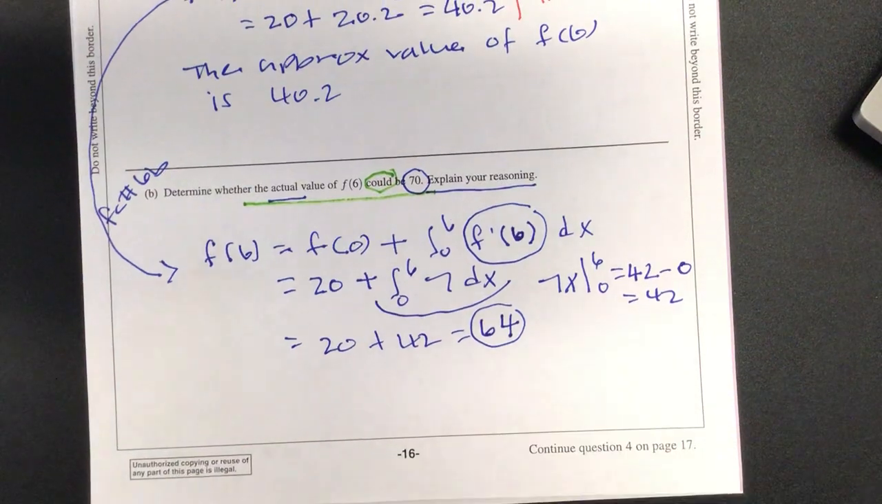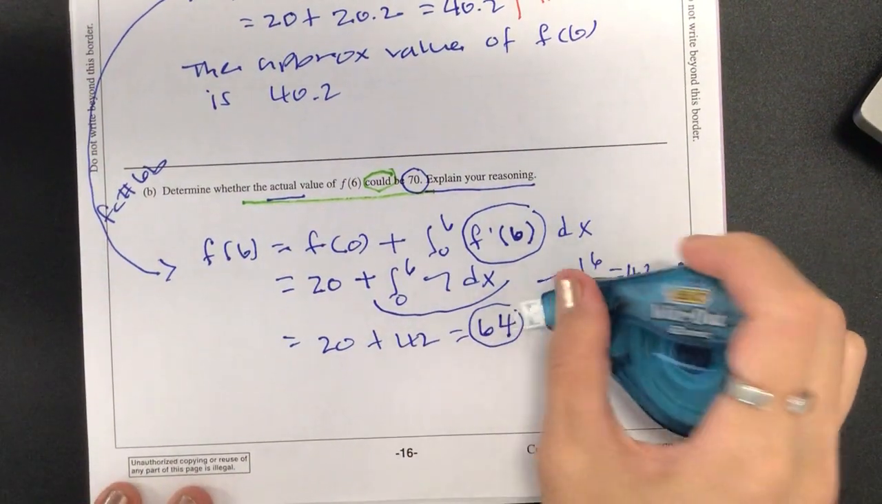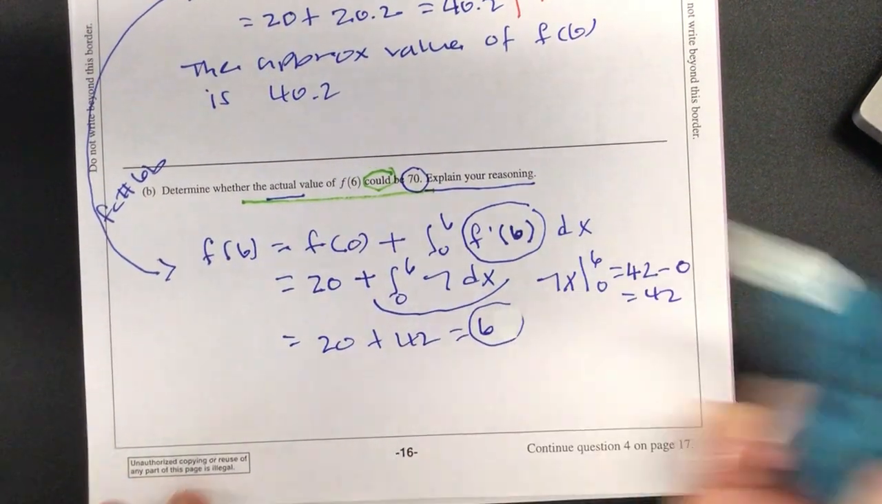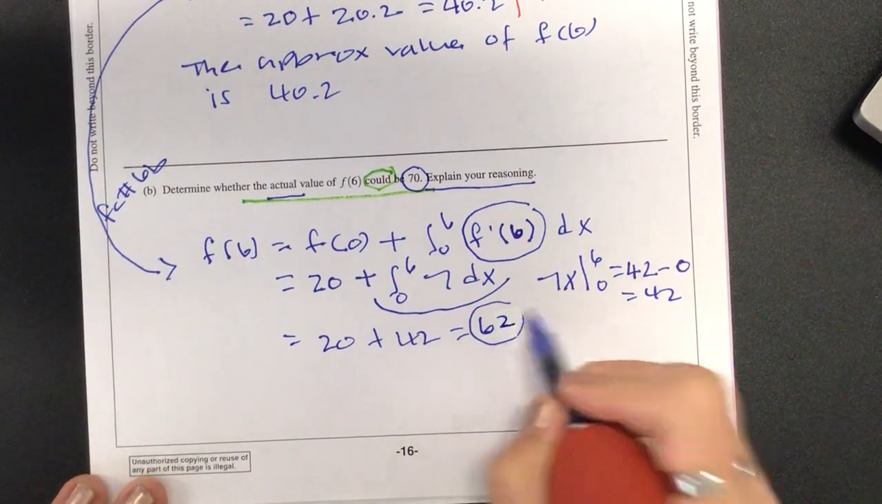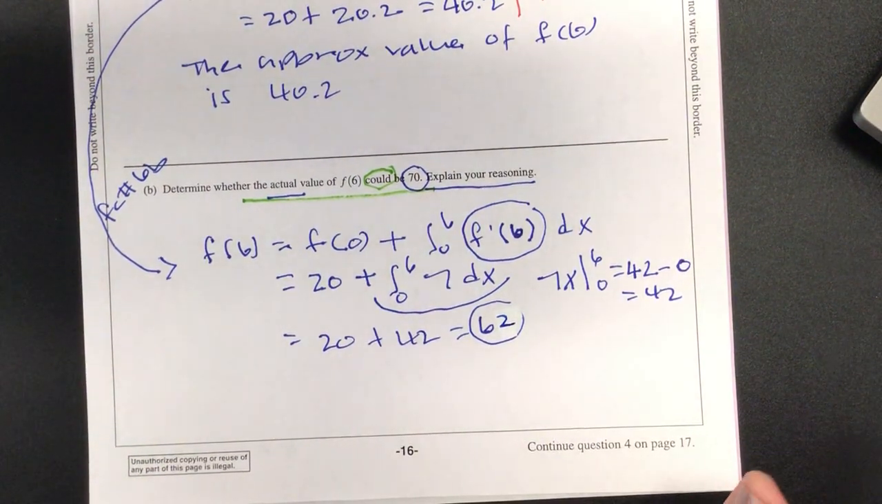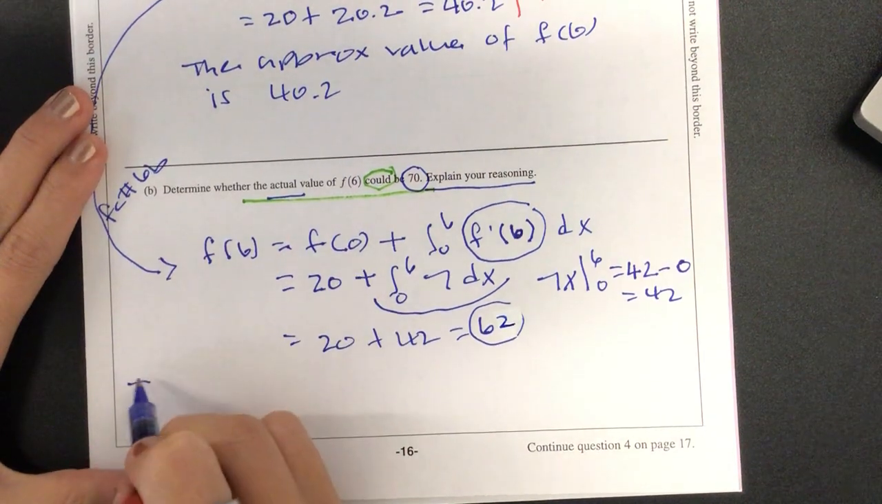At the bottom you have 20 plus 42 equals 64. Did I write 64? It should be how many? 62? 62. That was silly on my end. Thank you for catching that. I wonder if I said the word 62 or 64. I don't know. Okay, let's use our sentence stem.